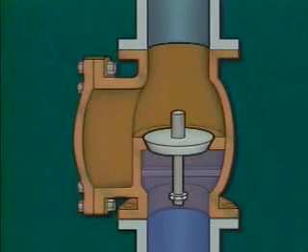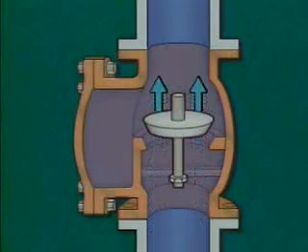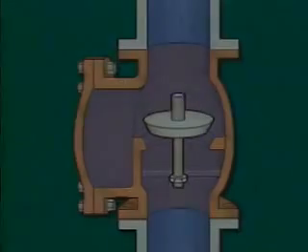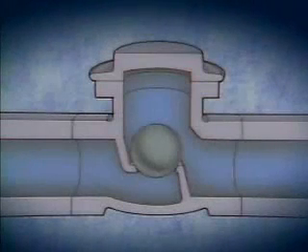Another type of lift check valve is a vertical lift check valve. Fluid flows through this check valve vertically, but the disc is still positioned so that fluid flow is under the disc, just as it is in other types of check valves. A variation of the lift type check valve is a ball check valve.